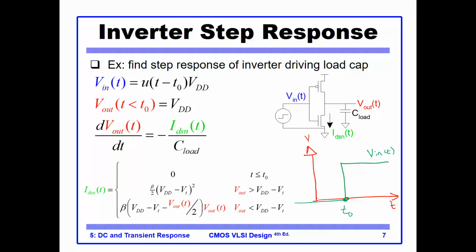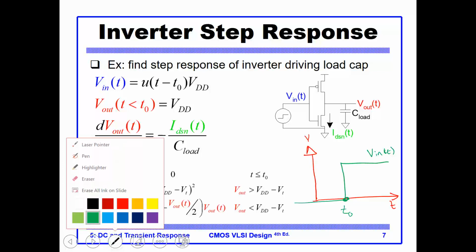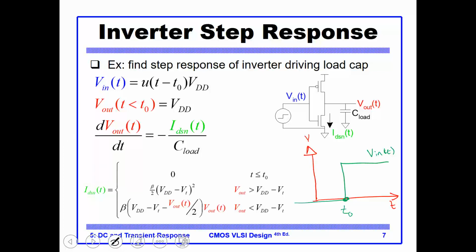Now, since the input voltage is rising at T0, what I expect is that the output voltage does something like this. So let's choose another color. So this is the output voltage.